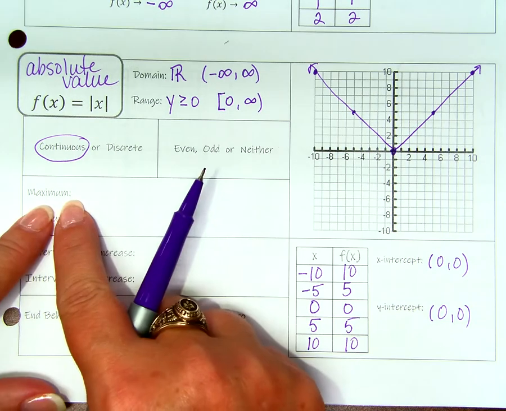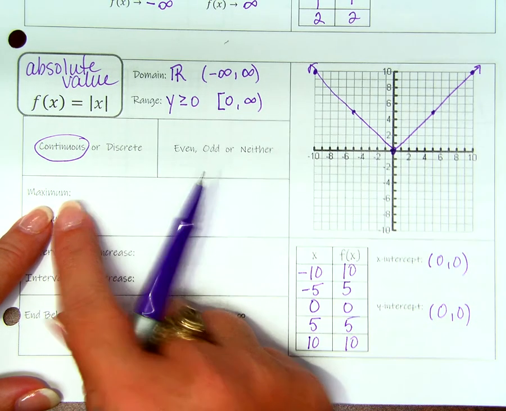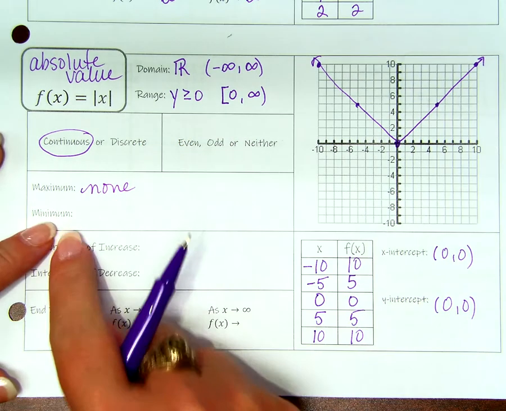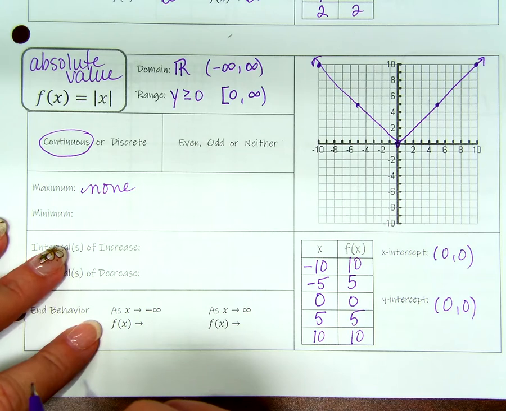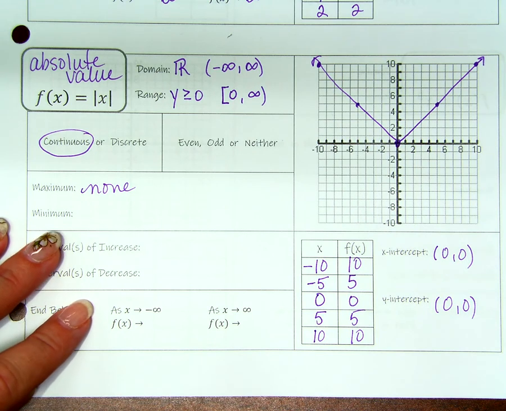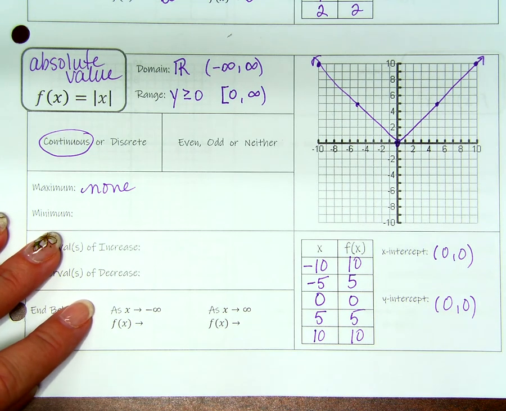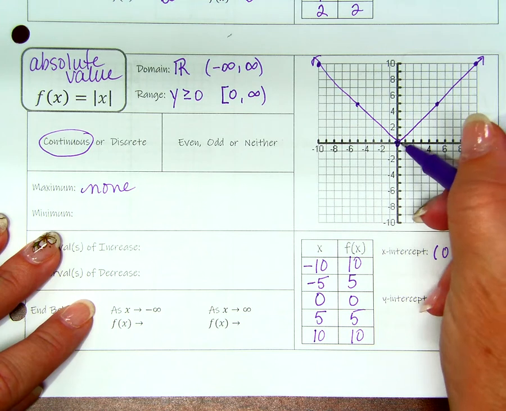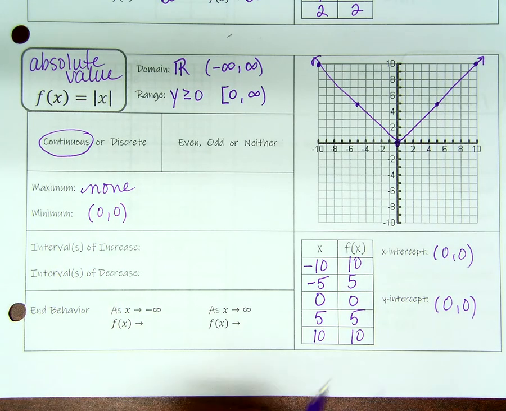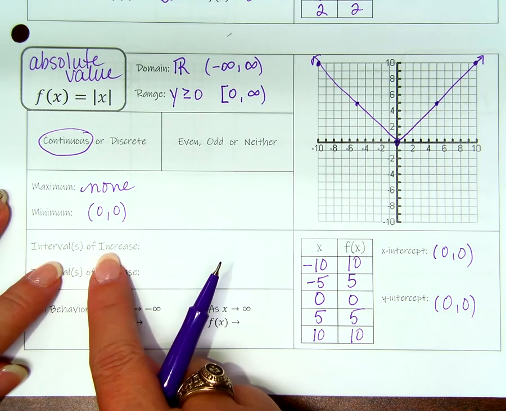Okay? What's the maximum point? There is none. What's the minimum point? Zero. I need you to listen to what I say and then answer again. Is that fair? What's the minimum point? Zero, zero, right? A lot of you said zero. And zero is not a point, right? The lowest point on this graph is the minimum point. So that's zero, zero. Does that make sense? Okay. From left to right, where is it increasing?